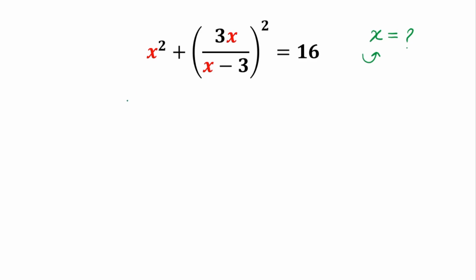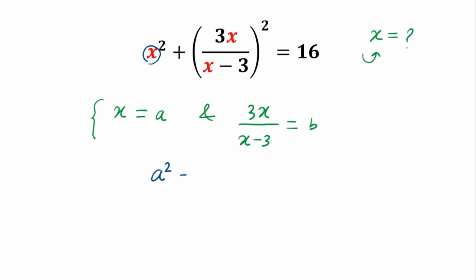Here we will apply substitution. If we substitute x = a and 3x/(x−3) = b, then in this expression x² is replaced by a², and 3x/(x−3) is replaced by b, so b is squared and this is equal to 16. On the left hand side we have a² + b².